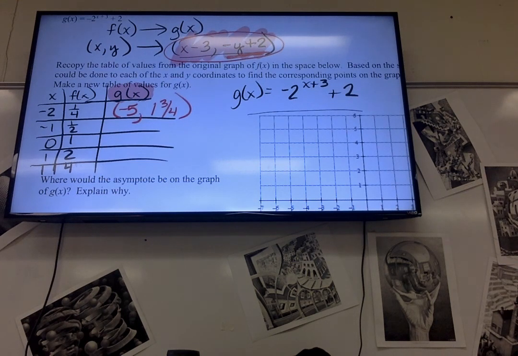Next, subtract 3 from x, so negative 1 minus 3 is negative 4. Change the sign of y, and add 2. So negative 1/2 plus 2. That's 1 1/2. See if you can fill in those other 3 points. If you feel comfortable, graph it. If not, it's okay.